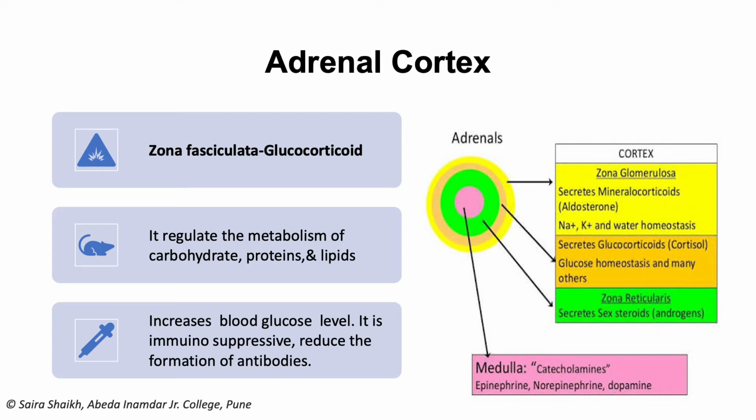Zona fasciculata is the second layer of the cortex. It is the middle layer of the cortex. It is responsible for the secretion of the hormone glucocorticoid. It is cortisol. It regulates metabolism of carbohydrates, proteins, and lipids. It is also responsible for stimulating the production of glucose. It has an anti-inflammatory effect. It is also immunosuppressive, and that's why it reduces the formation of antibodies.